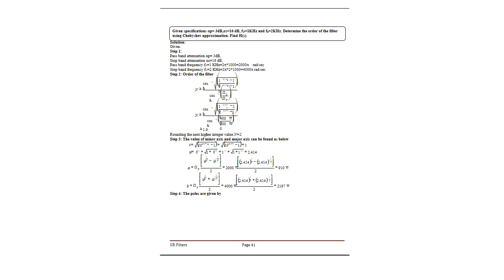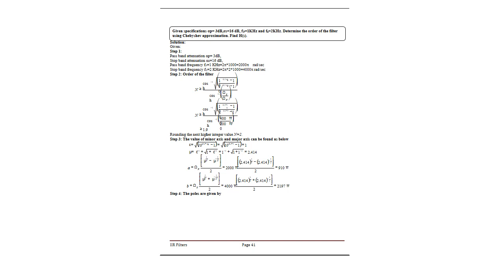Step 1: passband attenuation alpha p is 3 decibels and stopband attenuation alpha s is equal to 16 decibel. Passband frequency fp is equal to 1 kilohertz, that is 2 pi fp, so we will get 2000 pi radian per second, and the stopband frequency fs is equal to 2 kilohertz, so that is 4000 pi radian per second. Step 2 is the order of the filter.